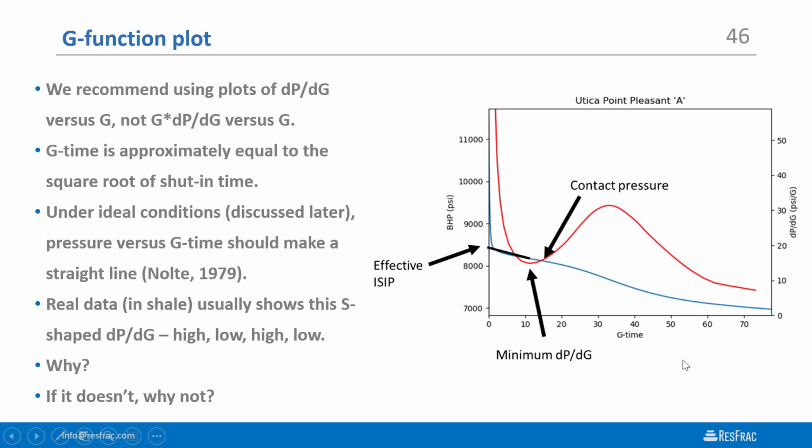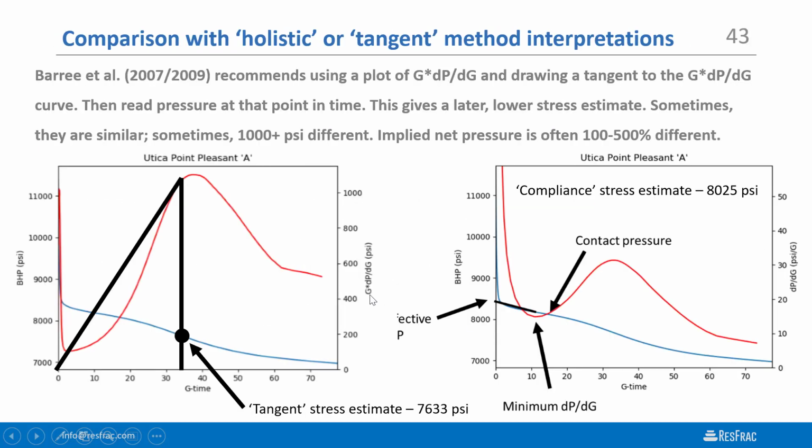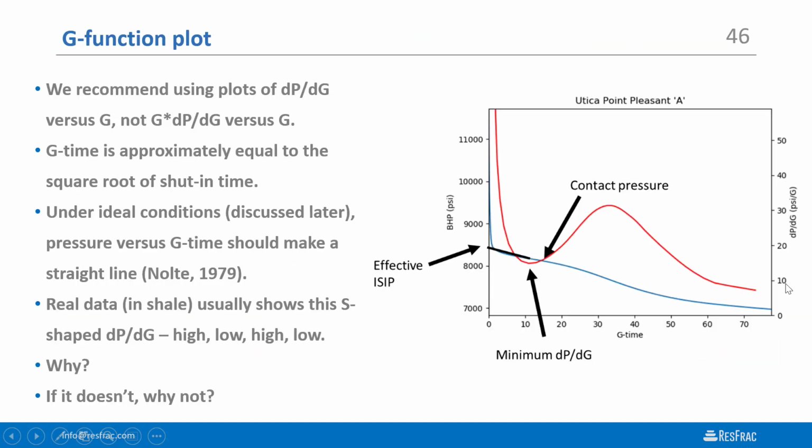All right, first off, we recommend using plots of pressure and dP/dG versus G, not G times dP/dG. What we found is that the way we're interpreting the data, it's better and clearer to use just the primary derivative. So just to recap, we don't use these G times dP/dG curves. Basically, don't use them for anything. We use these dP/dG curves.